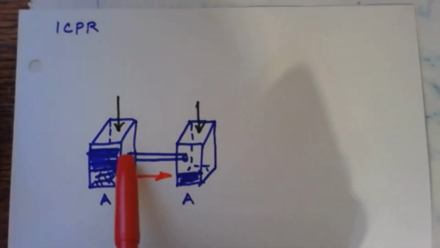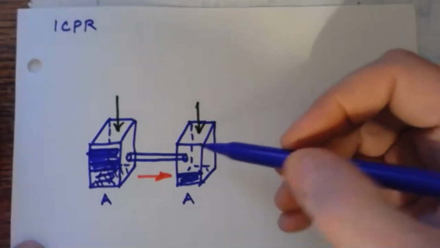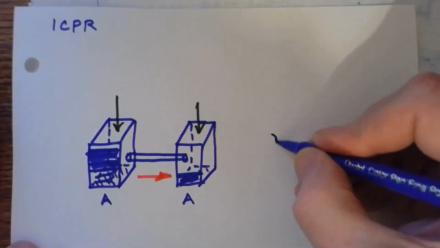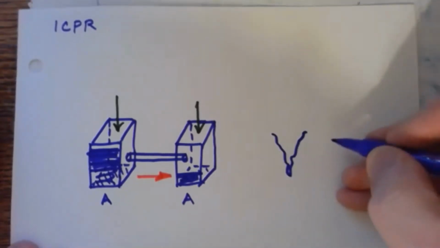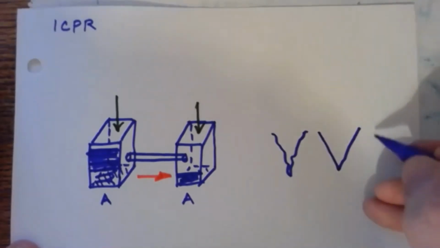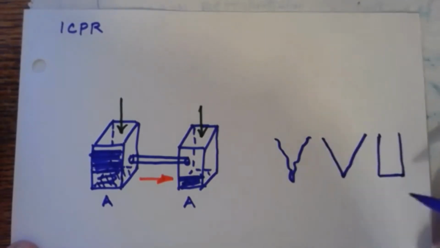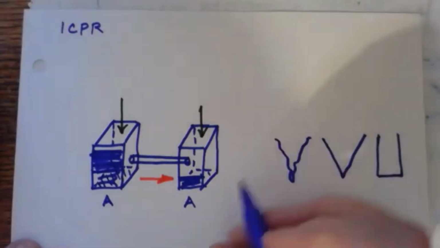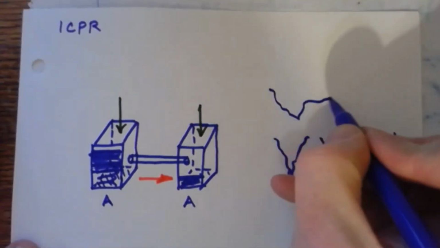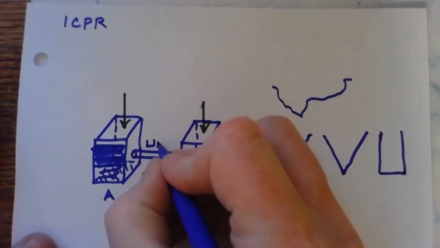So the way I've drawn it here, I drew that as a conduit. I drew it as a pipe, but it doesn't have to be a pipe. The conduit could be a channel that looks like that. It could be a channel that looks like that. It could be a channel that looks like that. Or something like that. So that's our link.